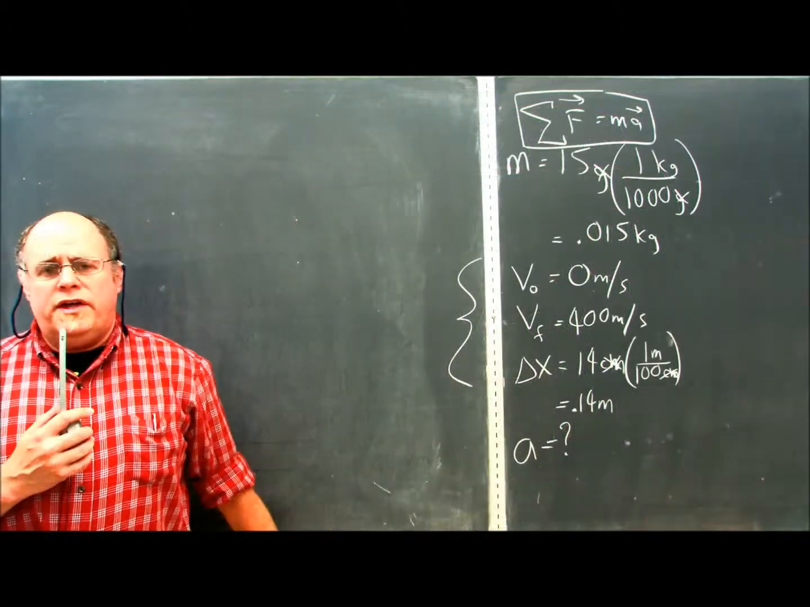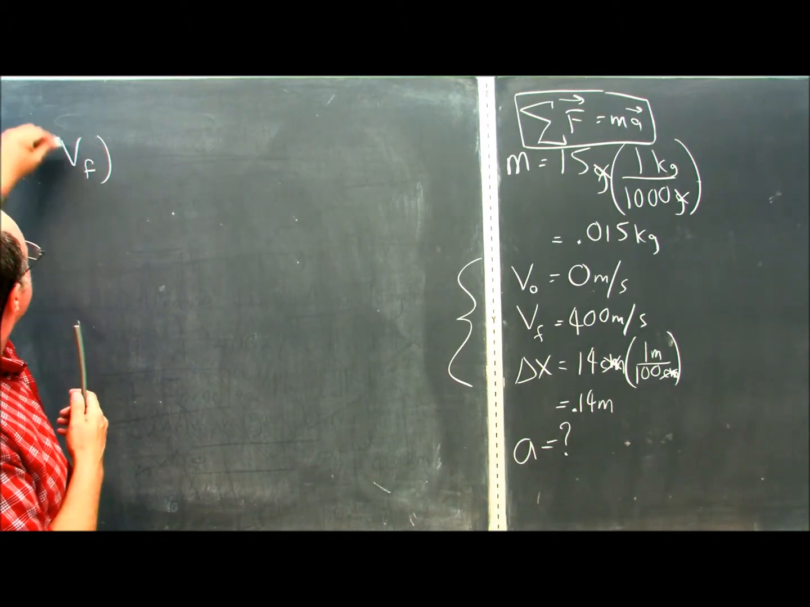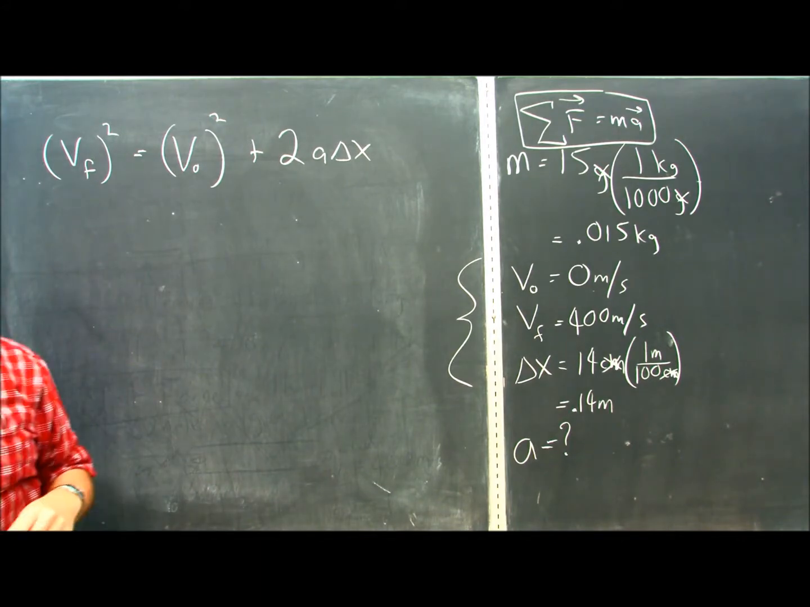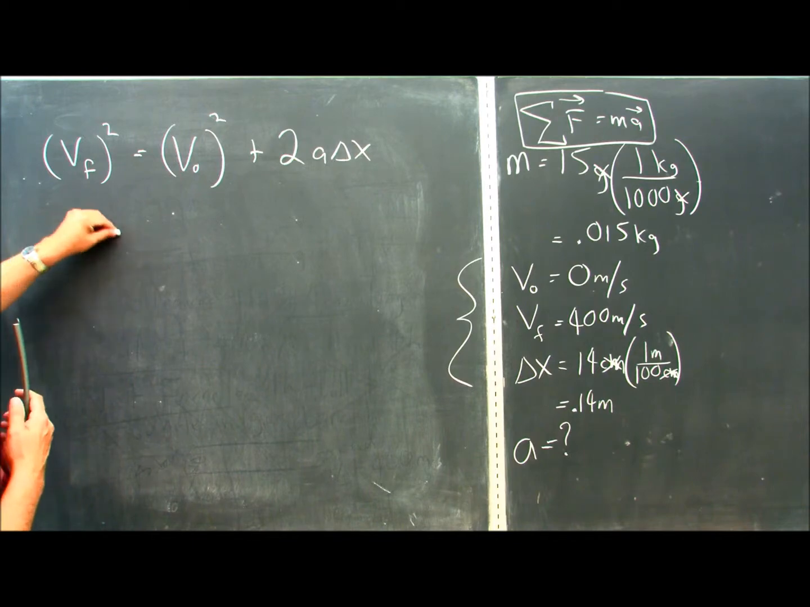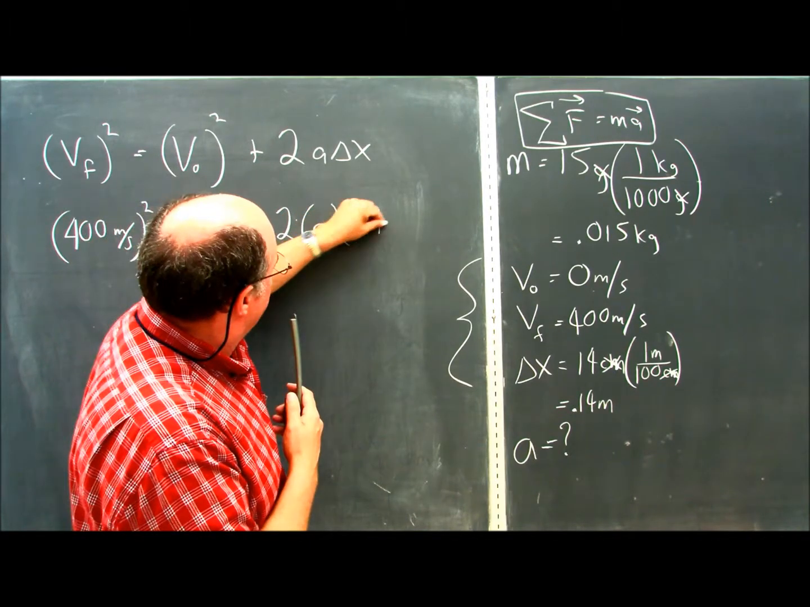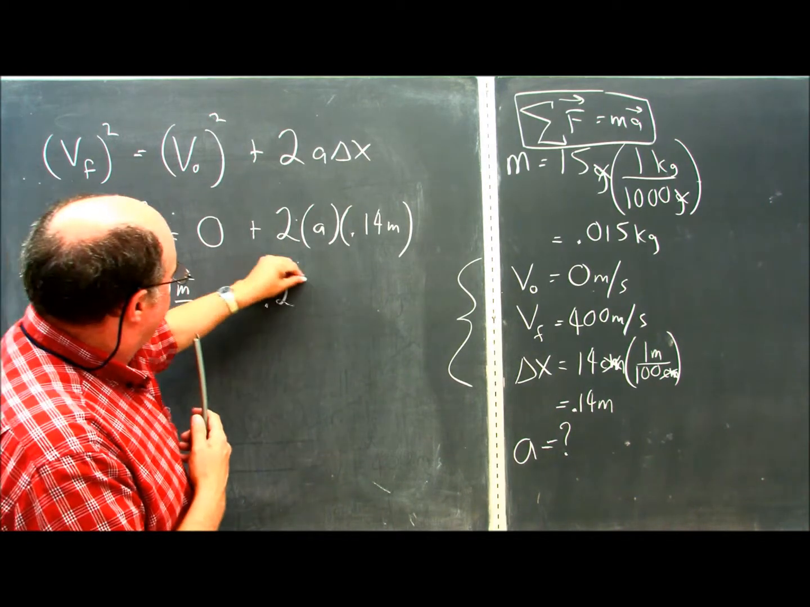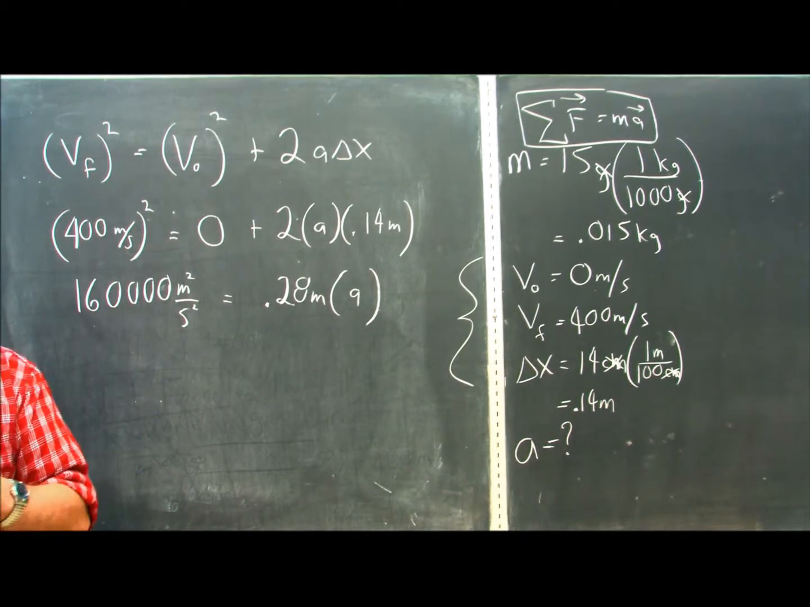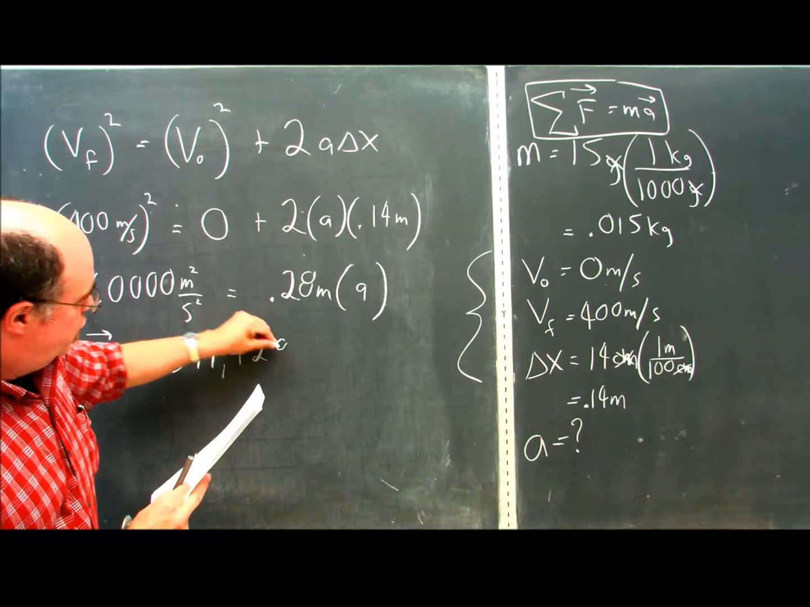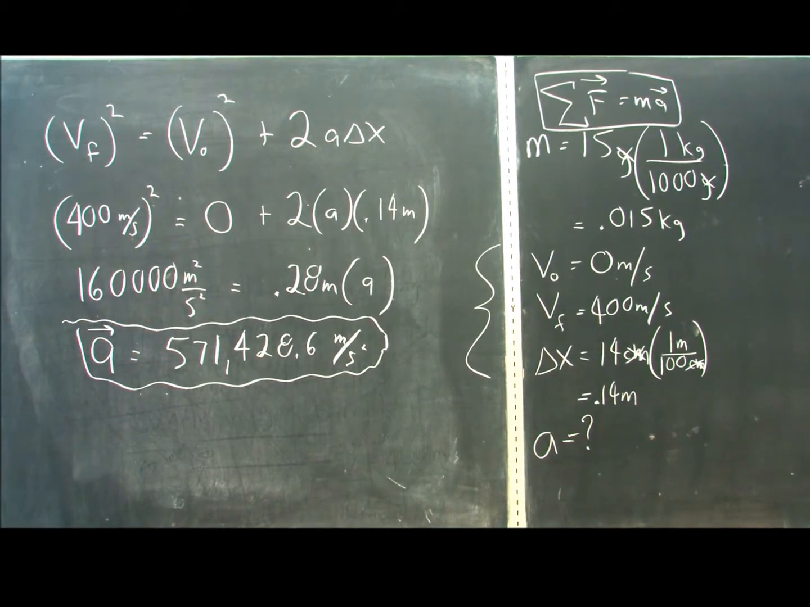Using these three givens and this unknown, the formula to use is v final squared equals v initial squared plus 2a delta x. When I plug that in, the final is 400 meters per second, squared, equals the initial 0, plus 2 times a, which is unknown, times delta x, which is 0.14. So this becomes a pretty big number. The acceleration comes out to be 571,428.6. So that's half the problem right there.